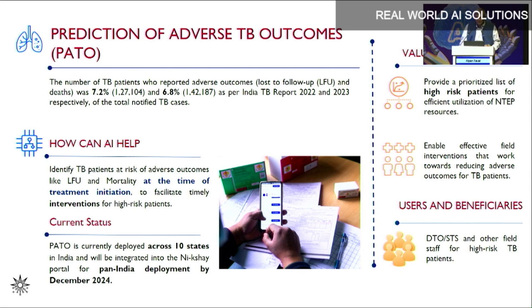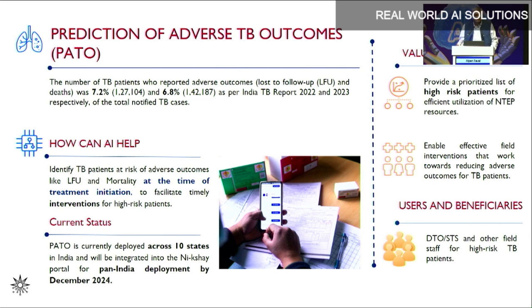So this is a huge problem. The number of TB patients who reported adverse outcomes across the country was about 7% of all TB patients. This is a large number. This is over 1 lakh patients. And the idea is for the AI to identify these patients in advance.